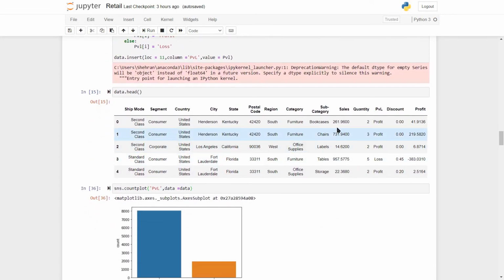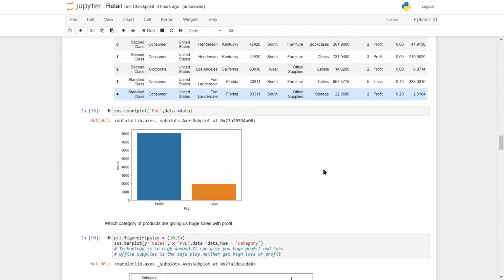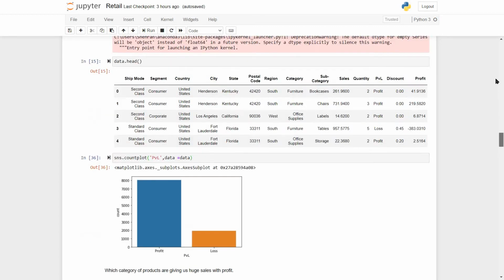Like if I regenerate the first five rows, you can see the column over here: profit, profit, profit. It's like minus 383, so here you got loss, and again profit. Now if we count the number of profits against the number of losses, you can see that the number of profits is way higher than the number of losses. But I would still say, let me take you back to the mean profit.